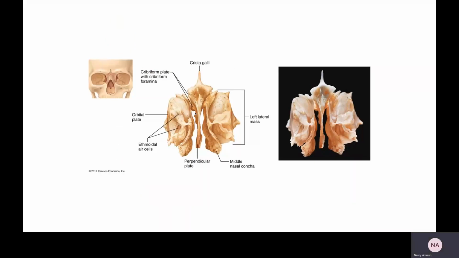So this will be the ethmoid bone. And you'll see the crista galli, which is marked, and the cribriform plate. These are going to play important parts with regards to your sense of smell and olfaction. This is the perpendicular plate, which is going to help start to divide the nasal cavity into right and left. This is going to be the middle nasal conchae. The conchae are going to be important. There will be an inferior nasal conchae, a middle nasal conchae, and a superior nasal conchae.